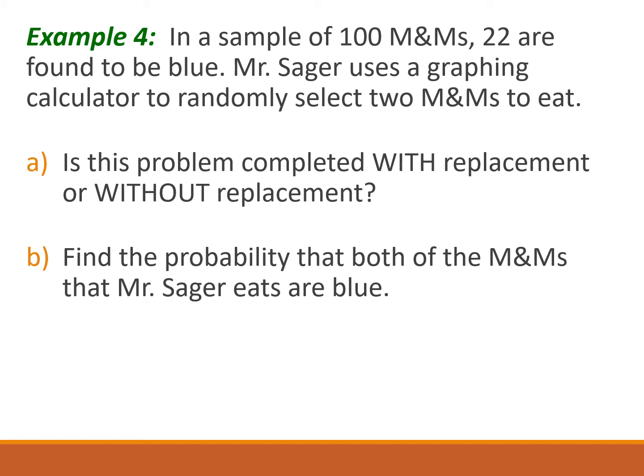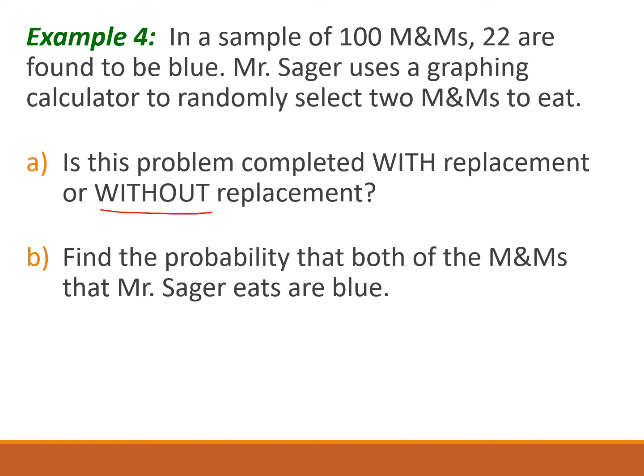Obviously, I can't eat the same M&M twice. If I want to choose 2 M&Ms to eat, I don't want to be able to pick that same M&M twice. So I pick the first one, I pick a second one after that first one's already been selected. This problem should be completed without replacement.